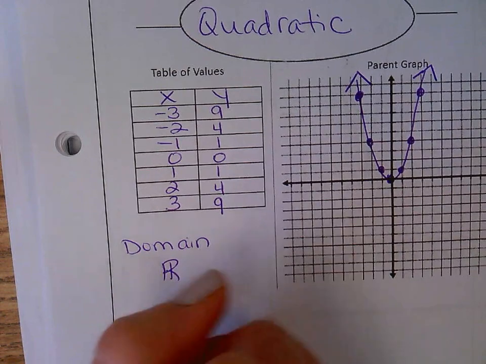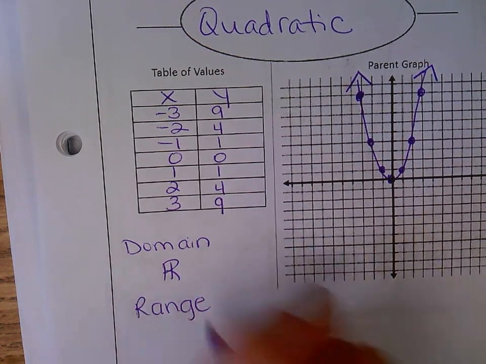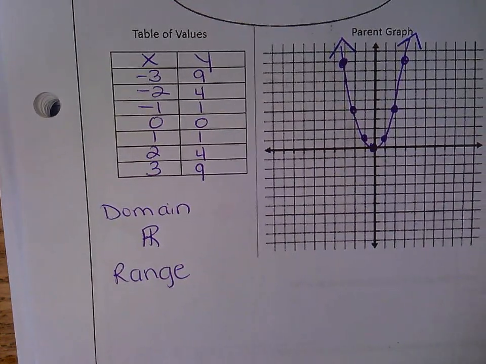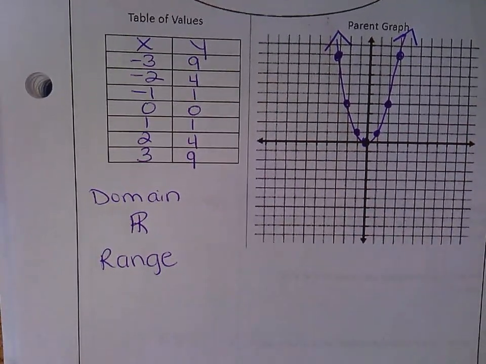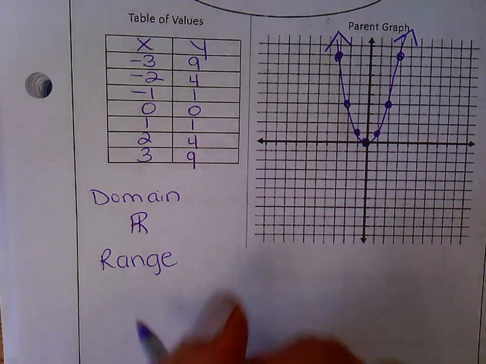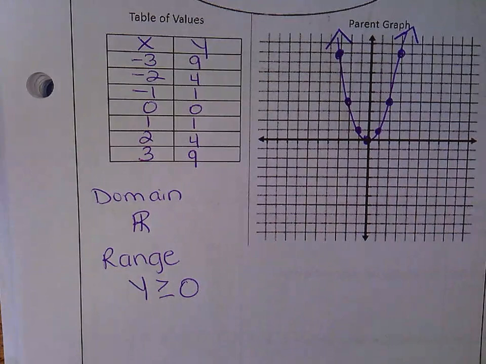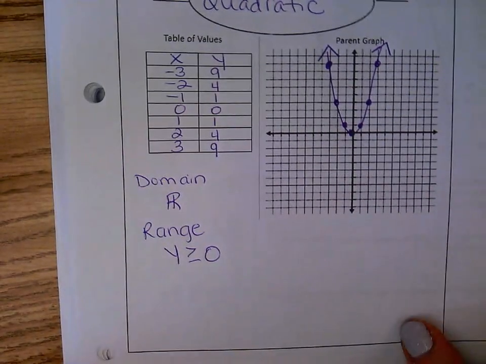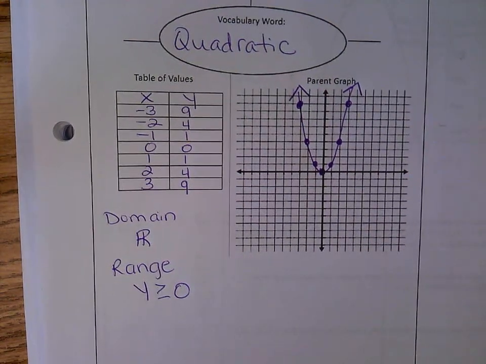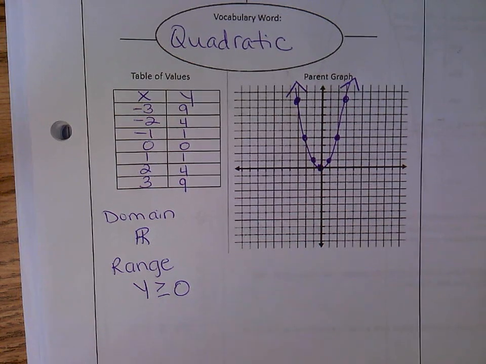Domain, all real numbers. What's my range of the parent function? Y is, can I go forever up and down? No. What's the lowest I can go? So y has to be greater than or equal to 0. Yep. Arrows at the top of the graph? Yes, because it goes forever. Are you good with the bottom so I can show them the top?